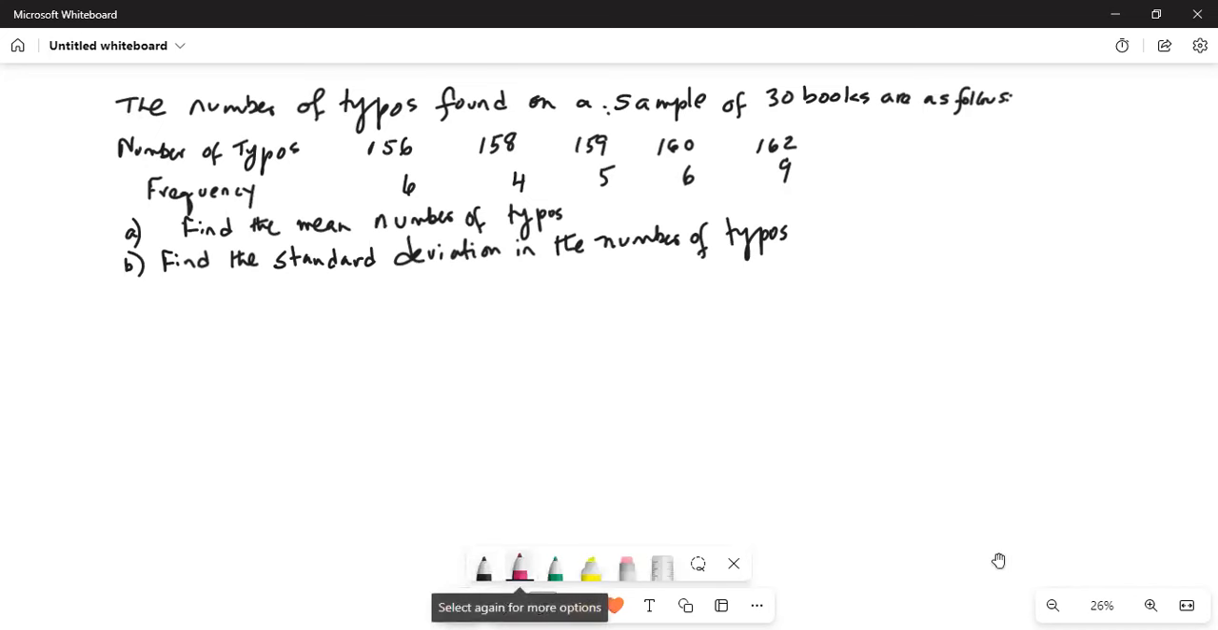It says the number of typos found on a sample of 30 books are as follows. Number of typos in the first row: 156, 158, 159, 160, and 162. Corresponding frequencies are 6, 4, 5, 6, and 9. Find the mean number of typos, and part B, find the standard deviation of the number of typos. So we will arrange the data in columns.